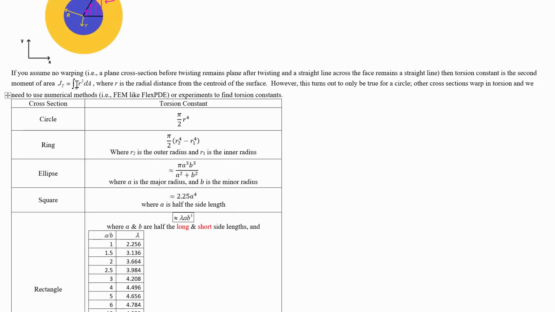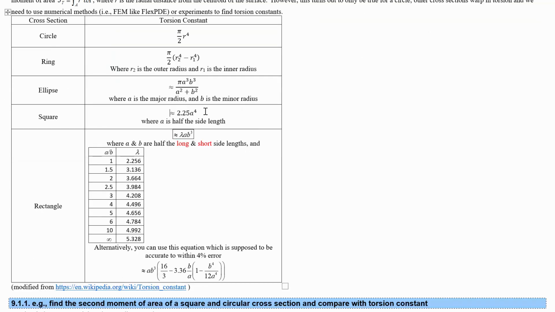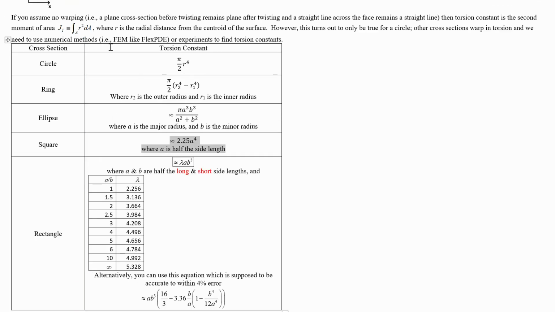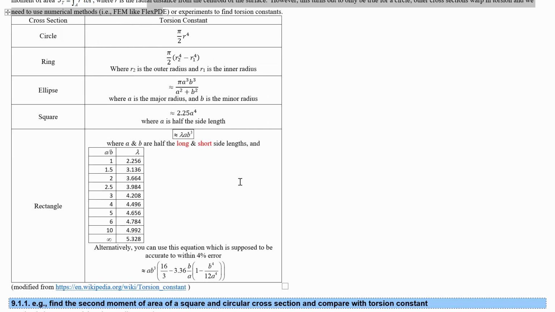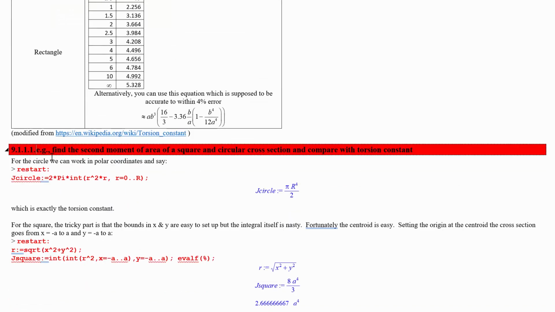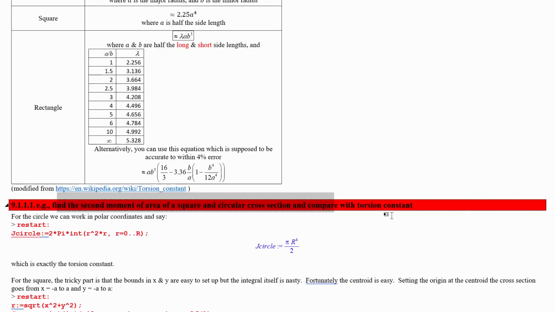It's not just that the integral is more difficult when you have a non-circular cross-section, it's that you have warping in non-circular cross-sections. So if it's not a circle or a ring, which is a circle with part of the circle missing, then you need to use experiments or maybe numerical methods like FlexPDE to figure out what the actual torsion constant is for that cross-section. So in this example, we're going to compare the second moment of area of a square and circular cross-section with the torsion constant.